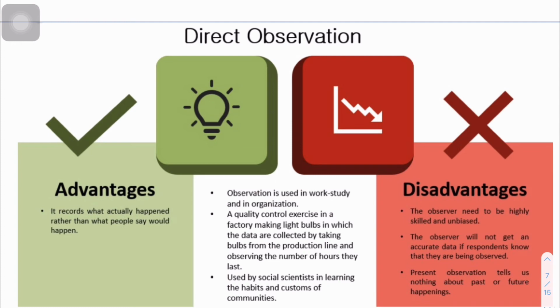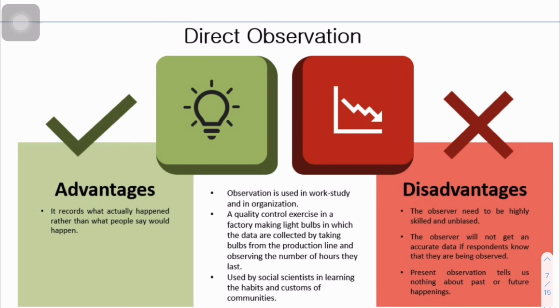So itu direct observation. So what are the advantages of direct observation? It records what actually happened rather than what people say would happen. Maksudnya kita tak tanya pun apa dia cakap, because if we ask, okay, somehow the answer from the respondent might be true or might be false, ataupun dia mungkin mereka-reka cerita. But then if we observe, we can see what actually happened, the real system or the real phenomena yang berlaku. So kita tengok dengan mata kita sendiri. So it might be the correct lah, yang lagi tepat lah, maklumat yang lagi tepat.